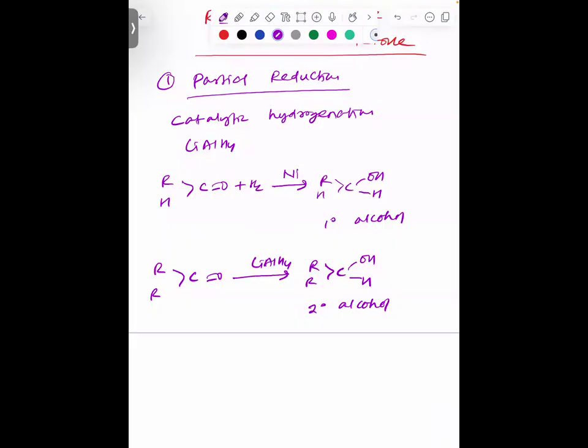Primary alcohol undergoes partial oxidation by PCC or CrO3 pyridine to give aldehyde, and secondary alcohol gives ketone. In partial reduction, aldehyde gives primary alcohol and ketone gives secondary alcohol. Note down, student.